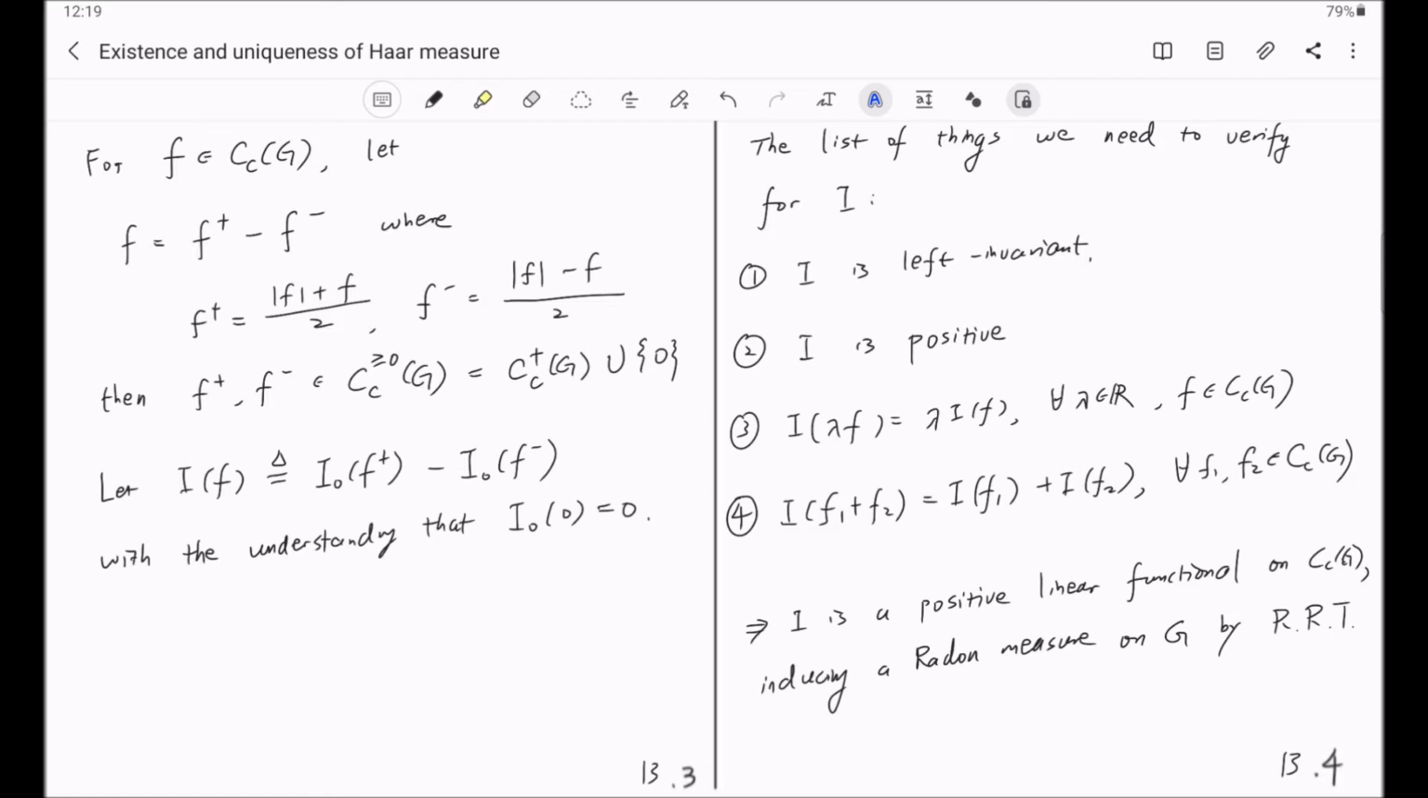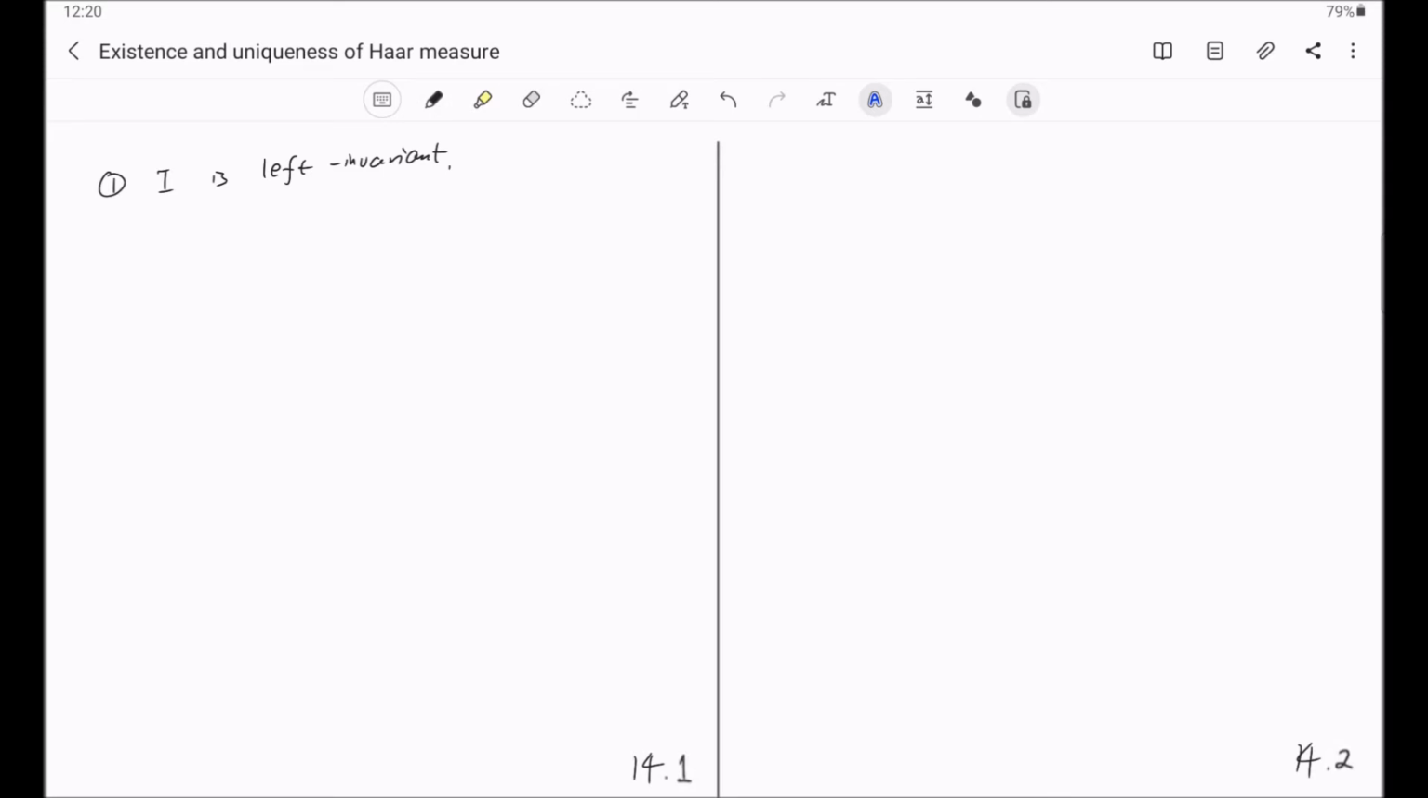Now we are going to go through all of these one by one. We'll start with the left invariance of I. Let's verify this. First, what do we mean by saying that I is left invariant? We mean I of L sub x acting on f is equal to I of f for any x in G and f in C_c(G).